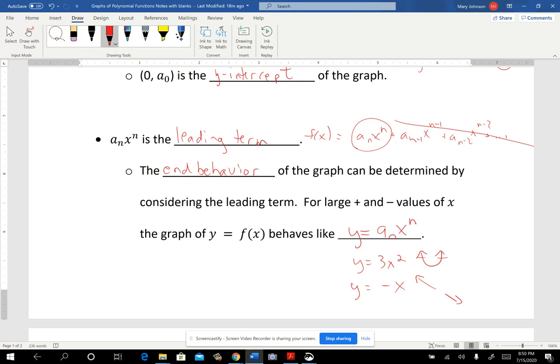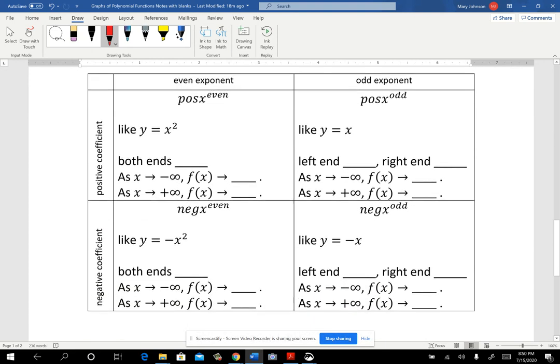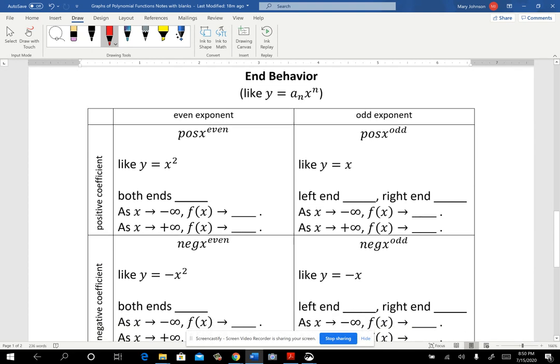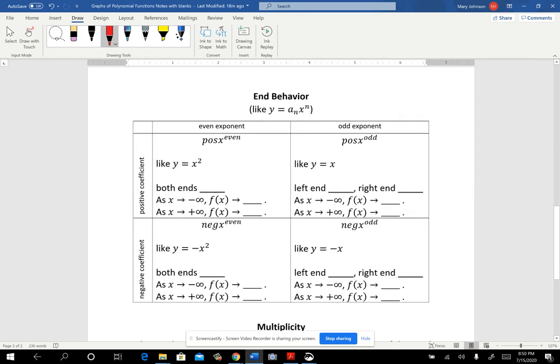Now, end behavior. This looks really complicated, and it is. It does require quite a bit of critical thinking, but you just need to have that sheet in front of you when you're trying to think about it. The end behavior of your whole polynomial will be the same as the end behavior of what y equals the leading term looks like.